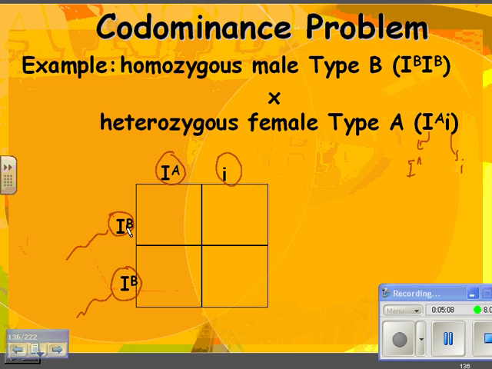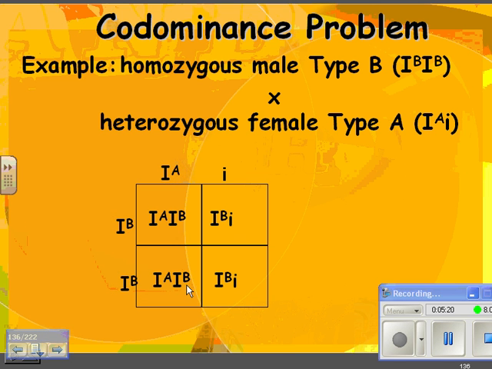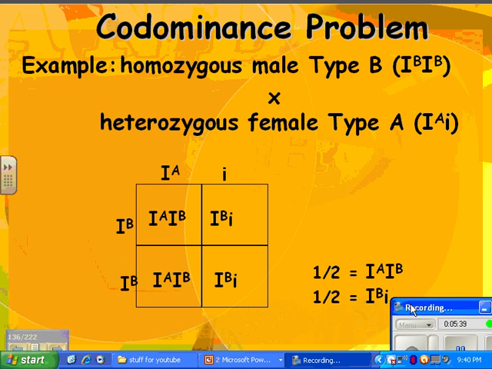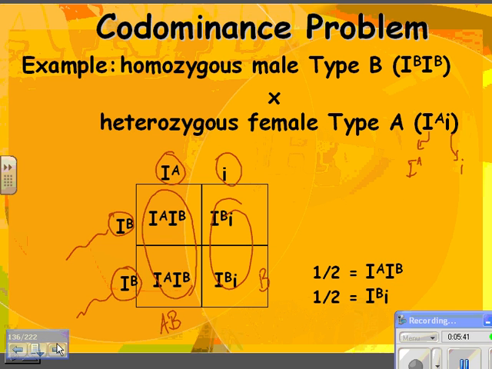So if his sperm fertilizes that egg, you get the B and the A. And if the sperm fertilizes that one, then you get the B and the I. So let's see what that looks like. So half of the kids are type what? Type AB. And half of the kids are type B. So if you have the recessive one, you're not type O unless you have two recessive ones. So half of them are type A and half of them are type B.